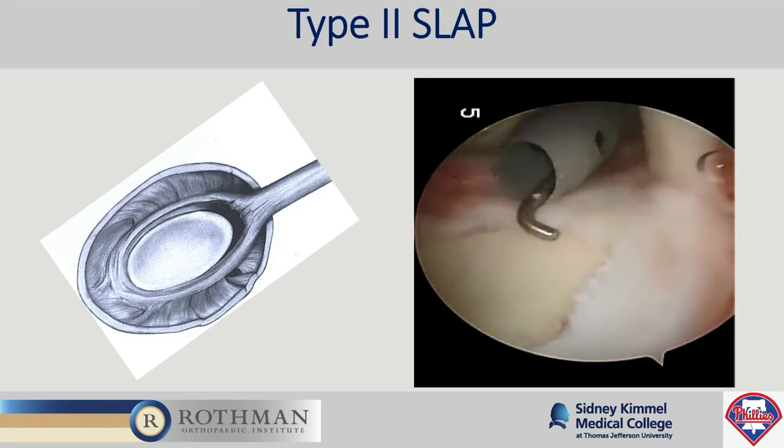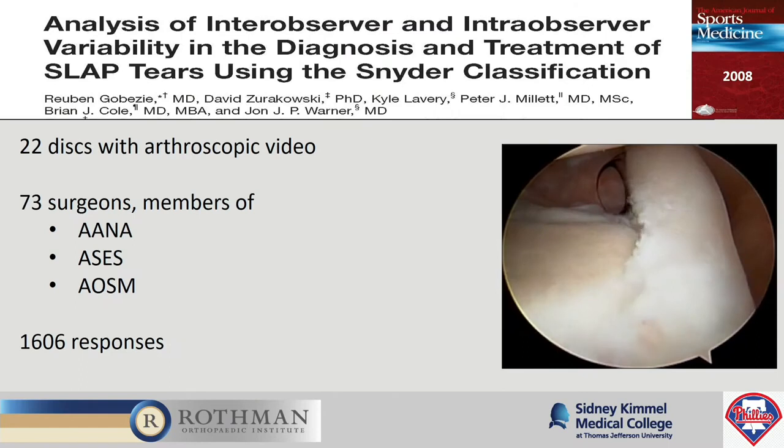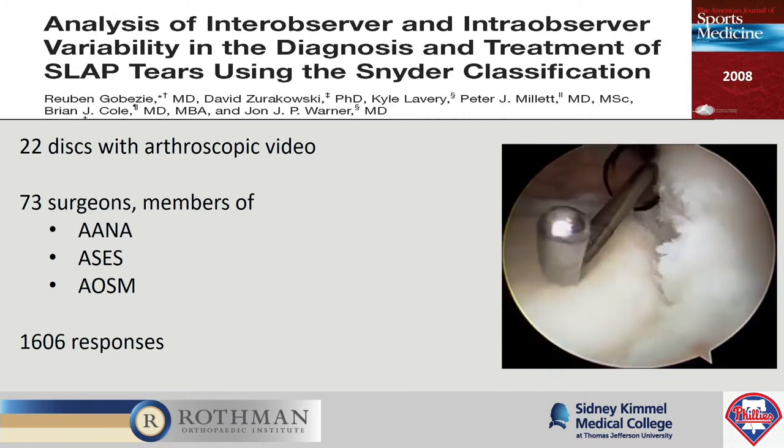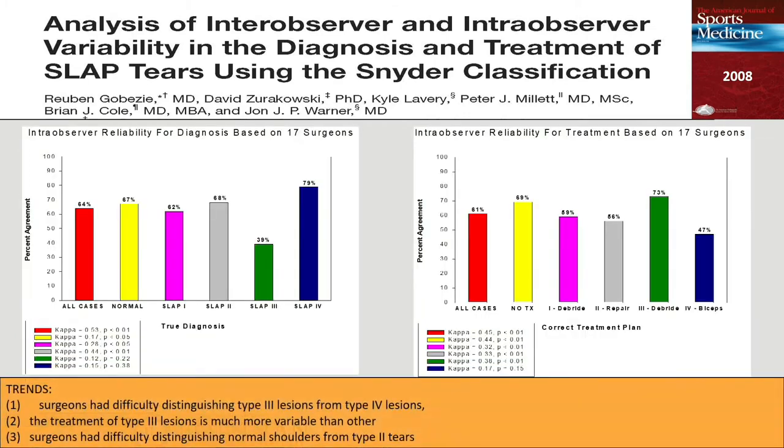One of the issues with slap tears, though, is that we're not very good as surgeons at classifying what type of tear it is. If you look at this study that was done several years ago, the basic take-home point from this study was that surgeons had a really hard time distinguishing normal shoulders from type 2 slap tears, and then some of the other variants as well.